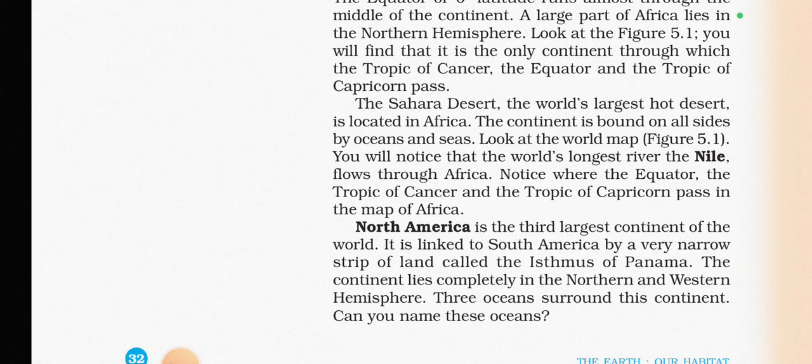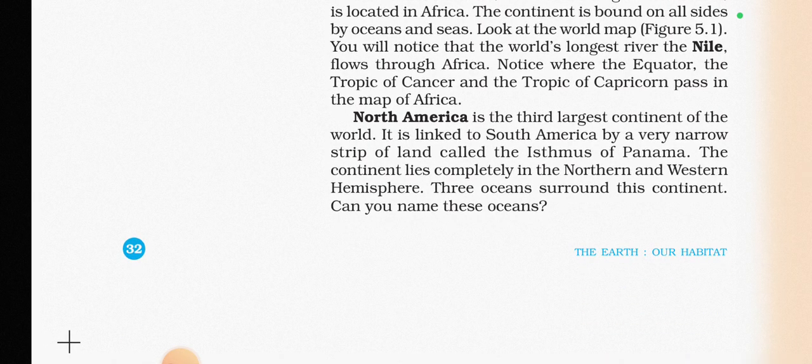Now the next one is North America. North America is the third largest continent of the world, and it is linked to South America by a very narrow strip of land called the Isthmus of Panama. Panama is a Central American country, and it is the country which connects North and South America. Though we have other countries of Central America also, it is the main country that connects the north to the south.